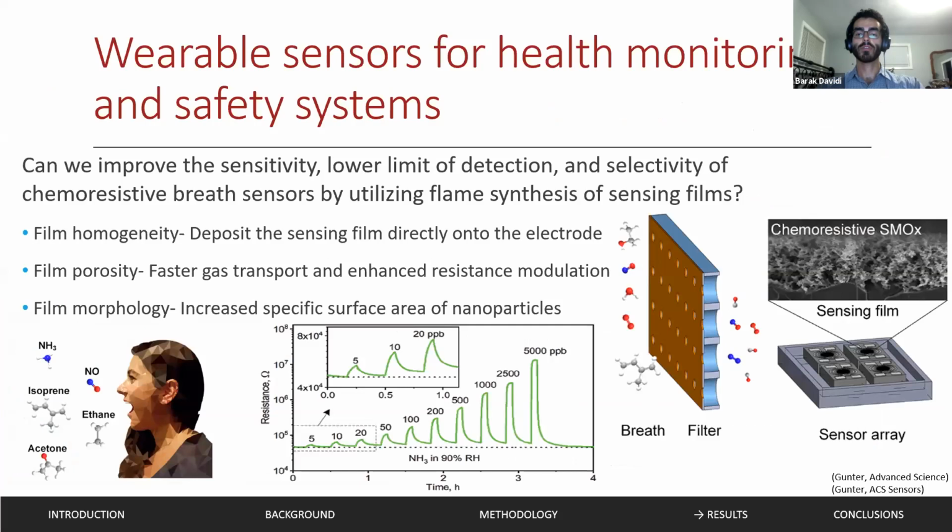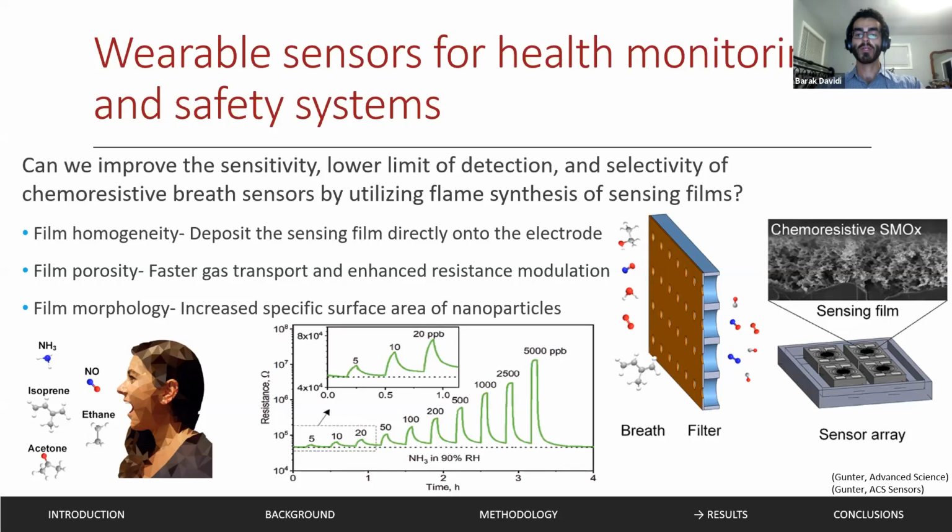The next research question was, can we improve the sensitivity, lower limit of detection, and selectivity of chemoresistive breath sensors by utilizing flame synthesis and sensing films? Human breath sensors must have sufficient sensitivity and lower limit of detection to detect breath markers accurately at trace level concentrations. Flame synthesis offers the advantage of flame homogeneity, so the sensing film can be deposited directly on the electrode. Additionally, higher porosity can be achieved, which facilitates gas transport and enhances resistance modulation.